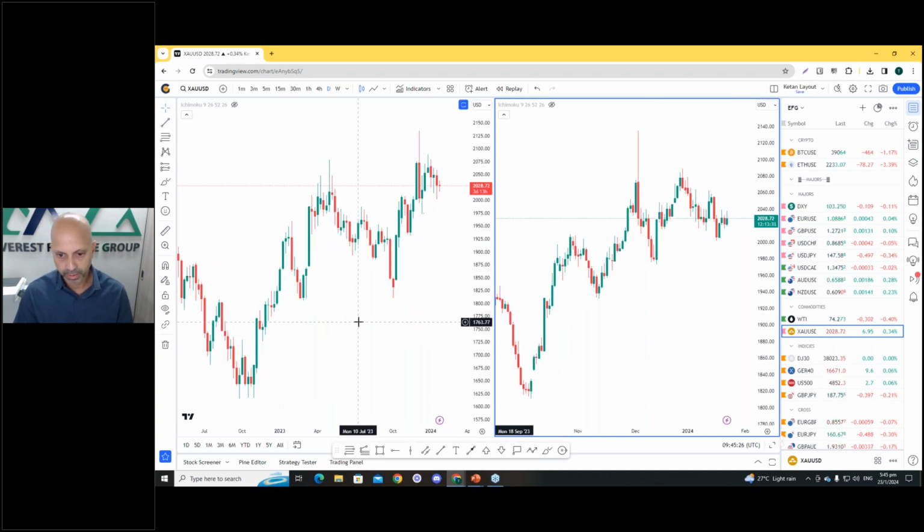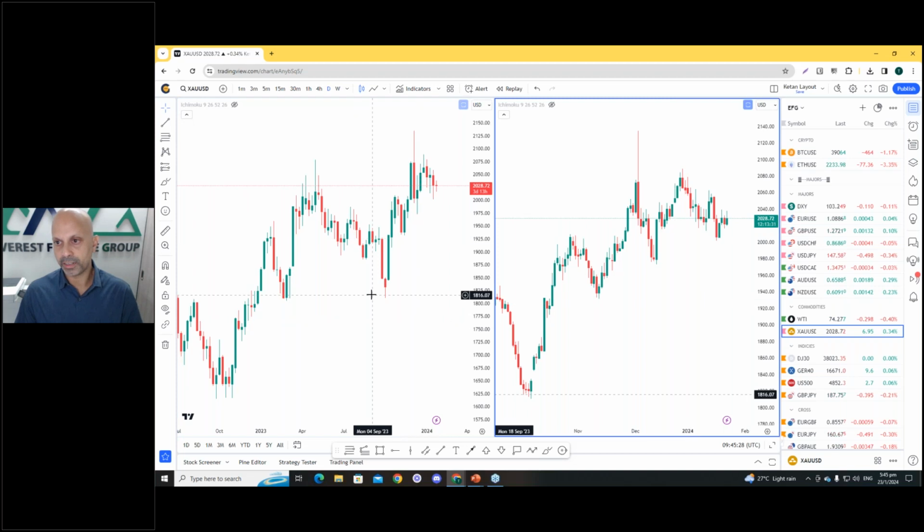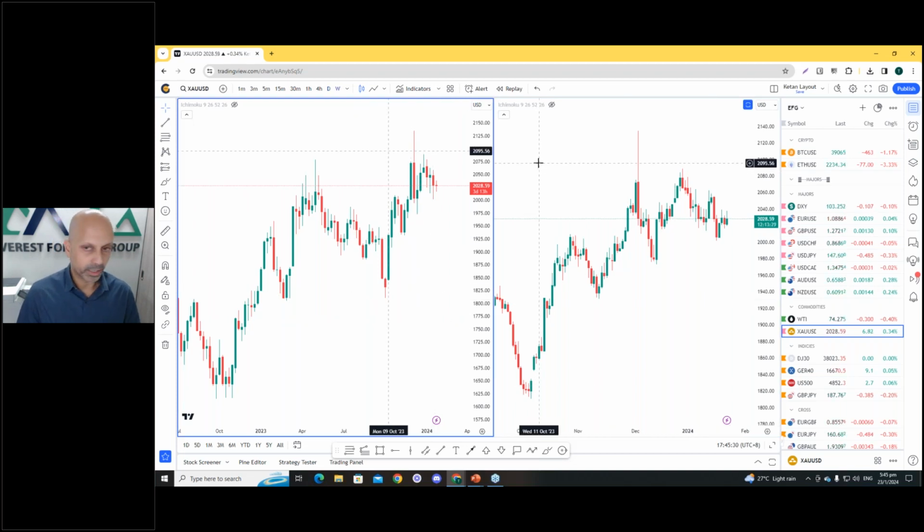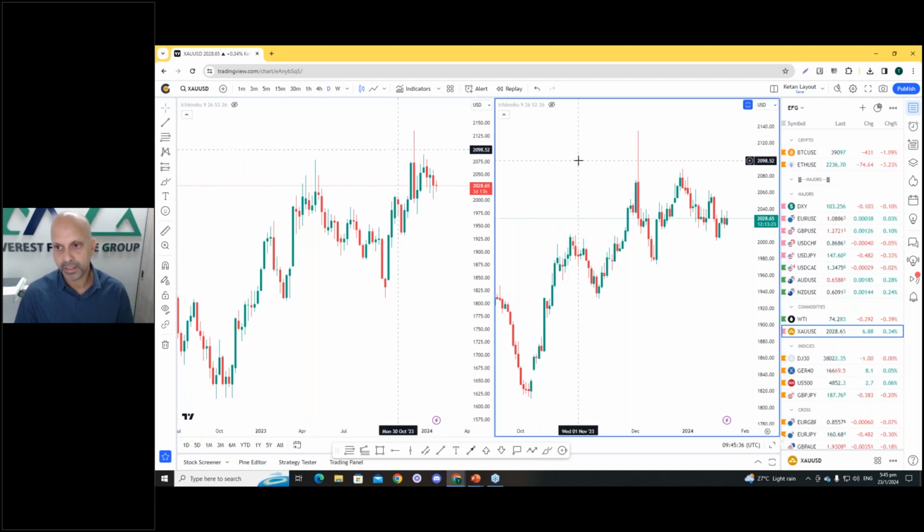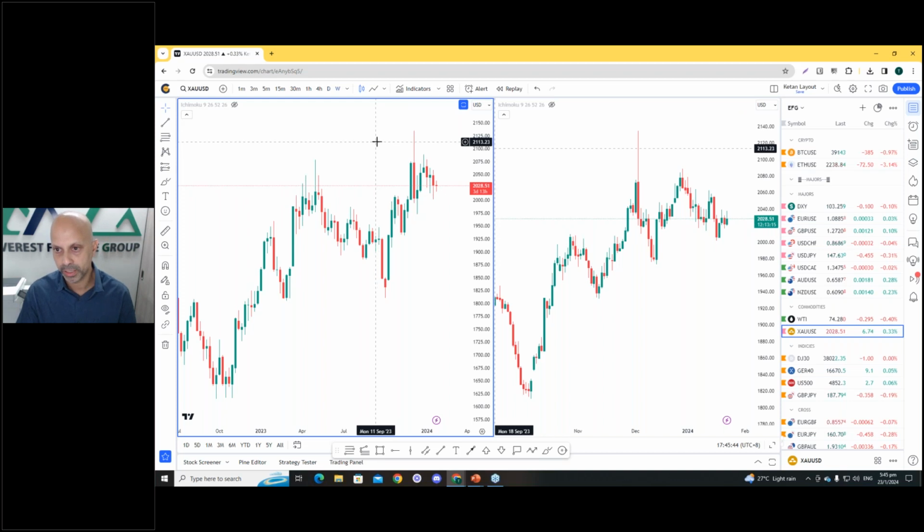Okay, so on my chart here, I split my chart into two, right? On the left, I would use the higher time frame, and the lower time frame on the right. Or you can split it any way. I split my chart vertically. You can also split it horizontally if you wish. This is just my preference.